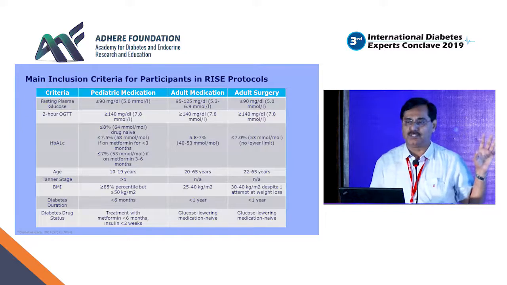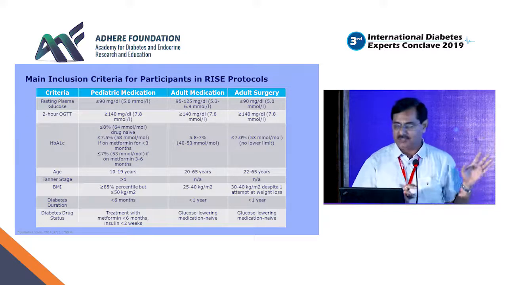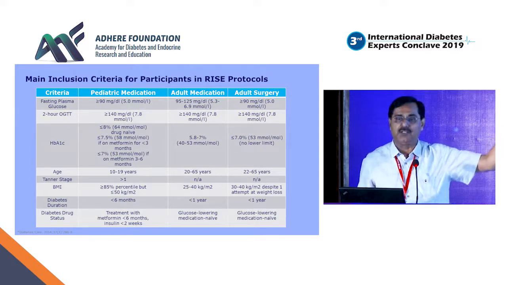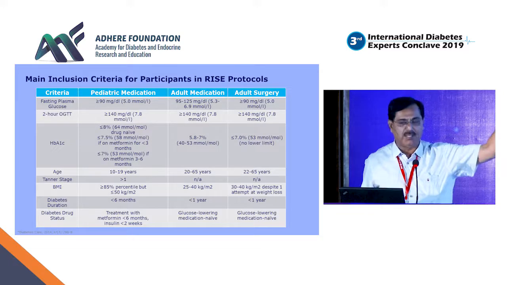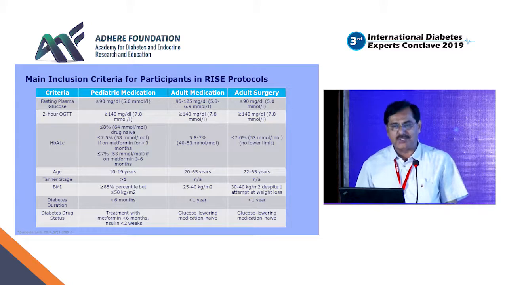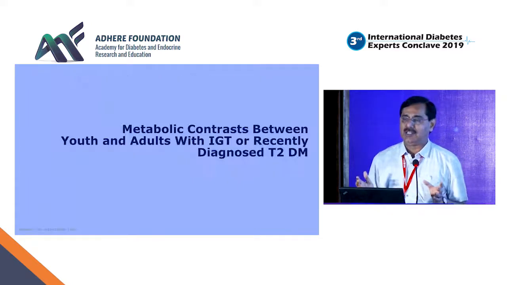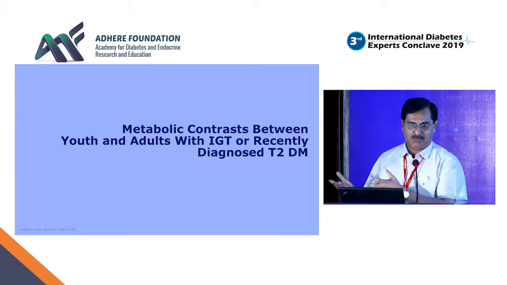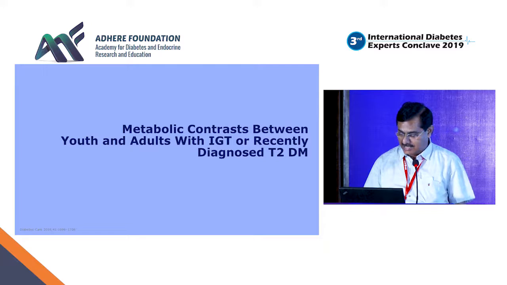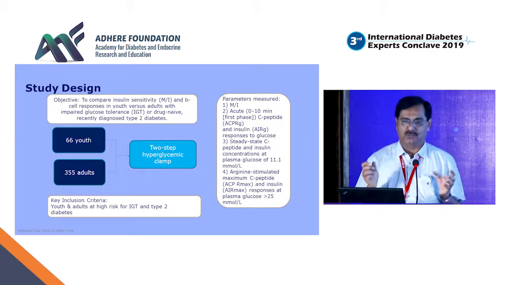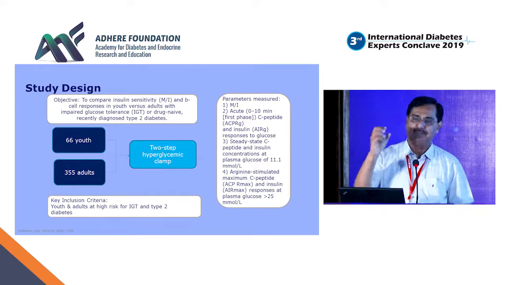Now, this RISE consortium is looking at the pediatric and the adult, and also the adult surgery, the bariatric surgery. The indications for recruitment in the trial were almost similar. Of course, in the pediatric age group, there were slight differences, but by and large, the indications are the same. Now, one very important thing that we need to understand, before I talk about the RISE adult, is what are the seminal differences between the youth with type 2 diabetes and the adult with type 2 diabetes, and how they behave differently. I think this is a very interesting study. And all the 5 or 6 studies that I'm going to talk about very briefly are based upon the same thing.